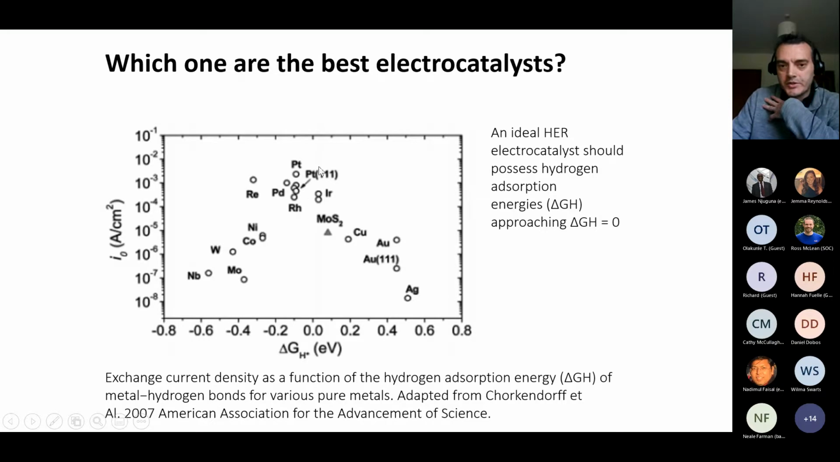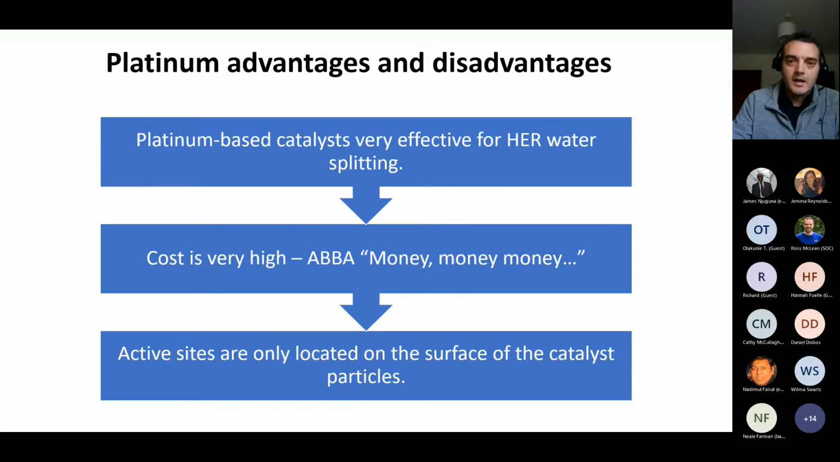The one that approaches zero is platinum. That's the reason why Grove and Robin used platinum when they were designing fuel cells in the 19th century. So it's the best electrocatalyst at the moment. However, the electrocatalyst platinum has some advantages and some disadvantages.